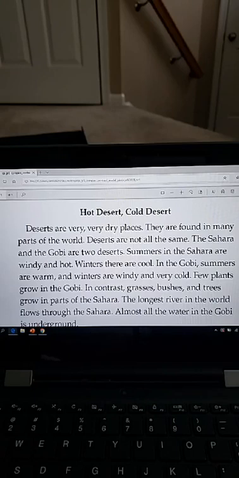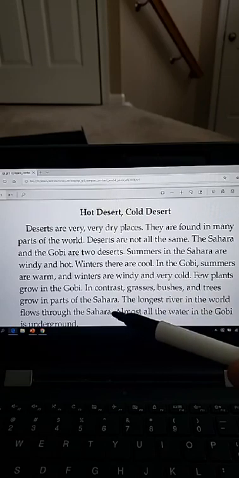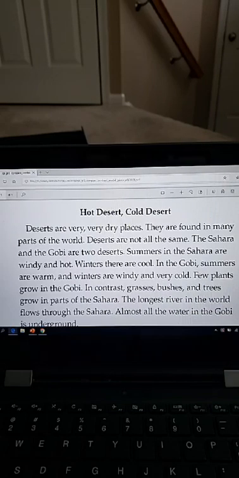But as we read, it said, summers in the Sahara are hot, are windy and hot. Summers in the Gobi are warm. So on my Venn diagram, I would contrast, or tell how they're different. So summers in the Sahara are windy and hot.